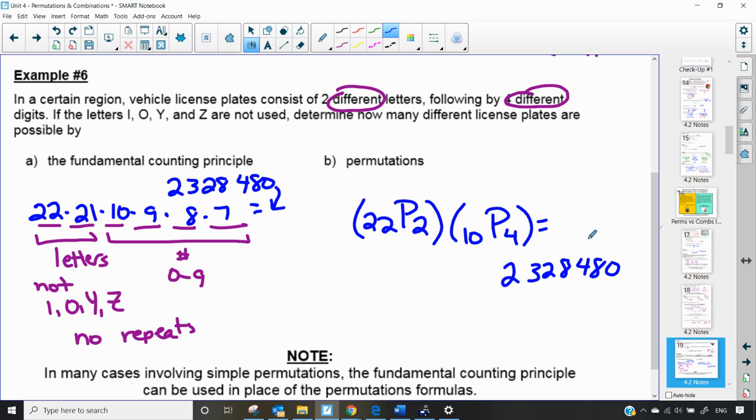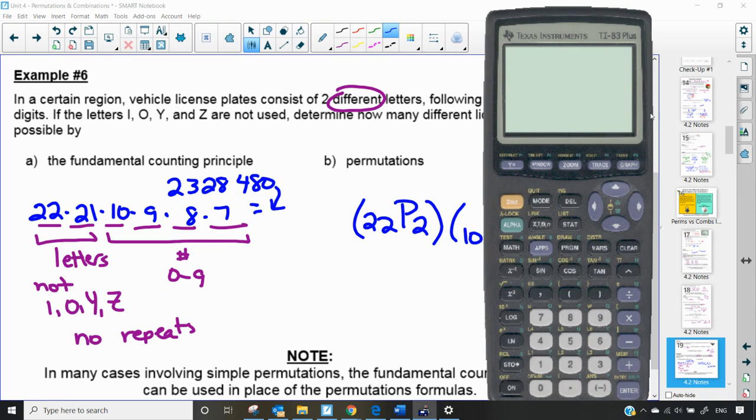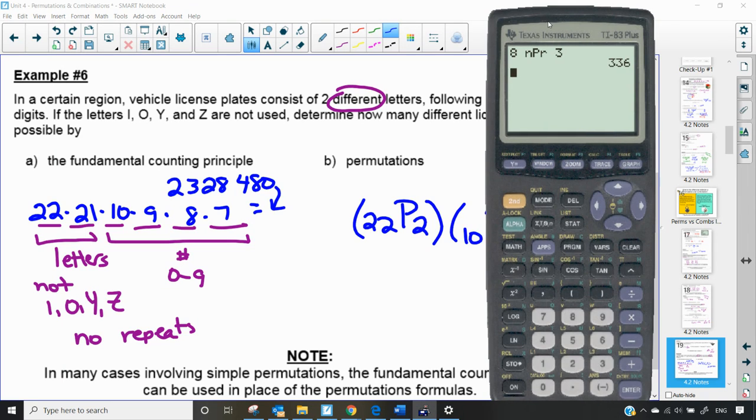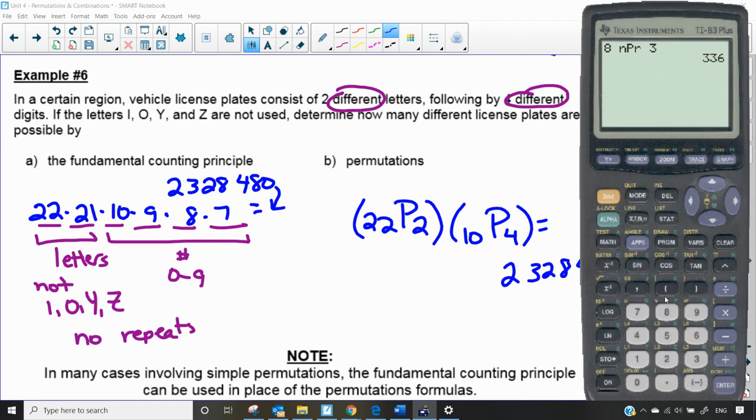And this would also give me 2,328,480. So how do I go about putting that in my calculator? I'm going to type in bracket 22, math, over to the left, 2, close your bracket, 10, math, over to the left, 2, 4, close your bracket, and we'll get 2,328,480.